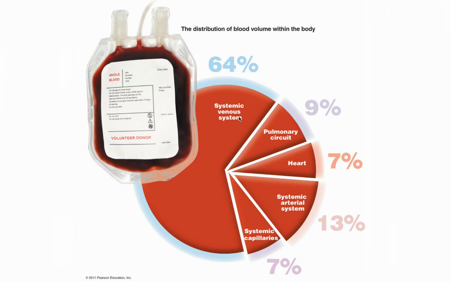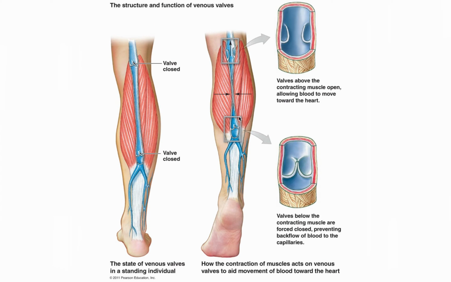They're sometimes called pressure volume reservoirs, and the arteries are called pressure reservoirs. And since there's low pressure in veins, the movement of blood is assisted by one-way valves. You can see an example of one of these valves here on the leg.